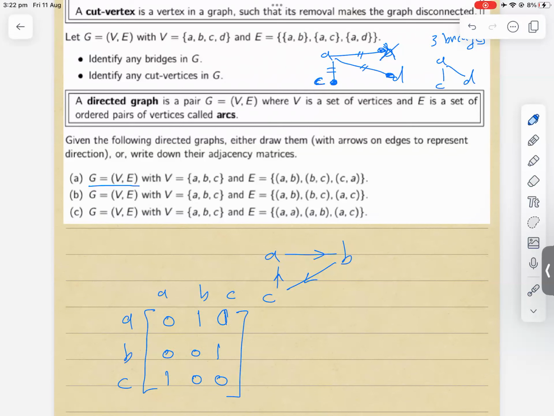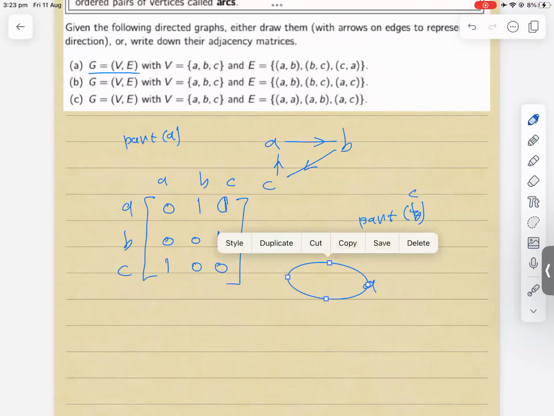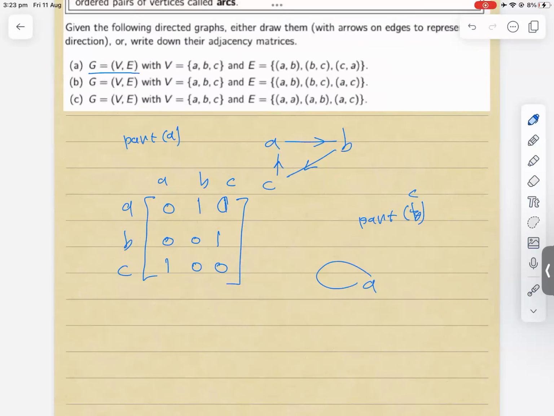All right. So that was part A, part B, part C. So let's do this one. A goes to itself. AB, AC. Okay, so in the incident matrix, I don't want to write the labels. A to A, A to B, A to C, and so 0.